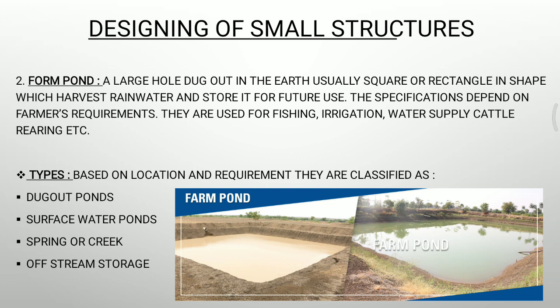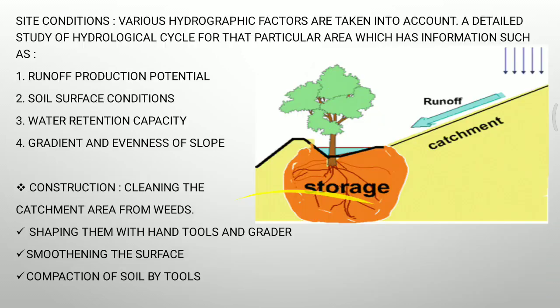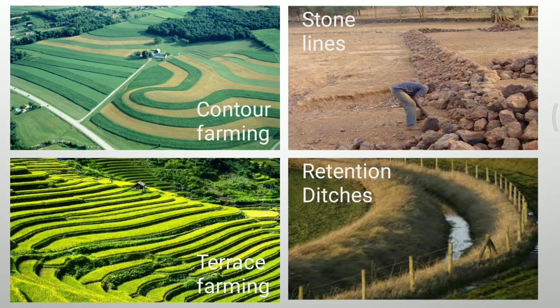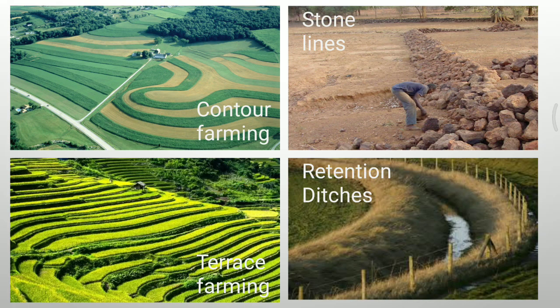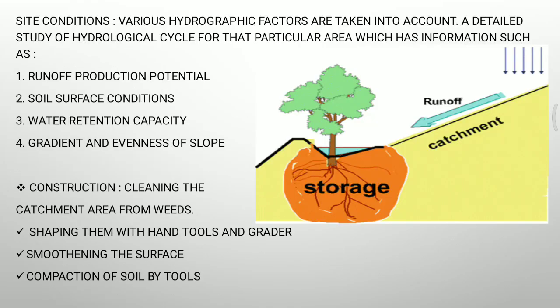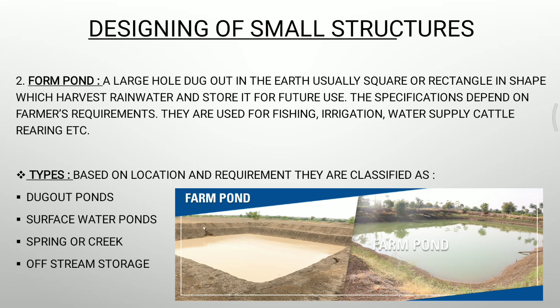So next one, farm pond. This farm pond is also similar to that of earth basins. Okay, earth basins and farm pond are almost the same in the way of construction. So as you can see here, a large hole is dug out in the earth, usually square or rectangular in shape, which harvests rainwater and stores it for further use. The specification depends on farmers' requirements. They are used for fishing, irrigation, water supply, cattle rearing, etc.